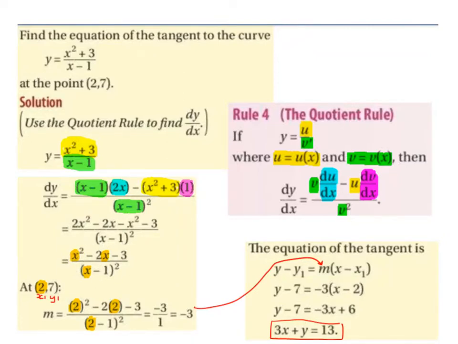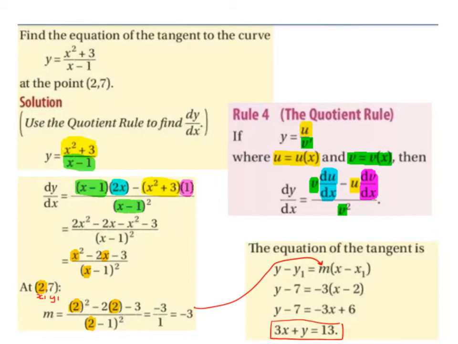So we're interested in the equation of the tangent specifically at this point 2, 7. So since 2 is our x value, we swap each of those x's for 2 with brackets. So m, the slope, is 2 squared minus 2 times 2 minus 3 divided by 2 minus 1 squared, which gives us minus 3. So now we have the slope at this point.